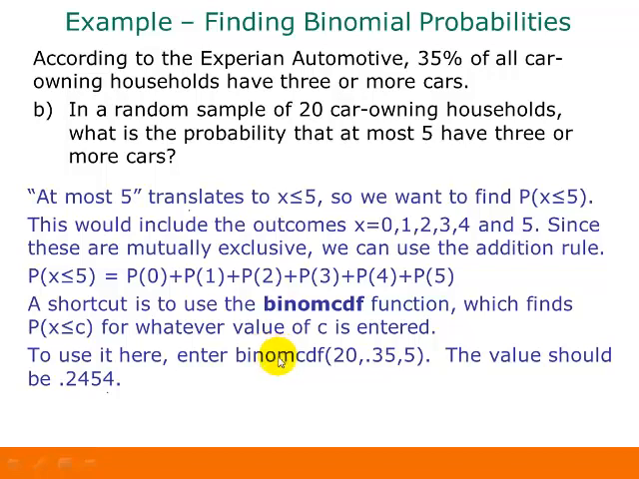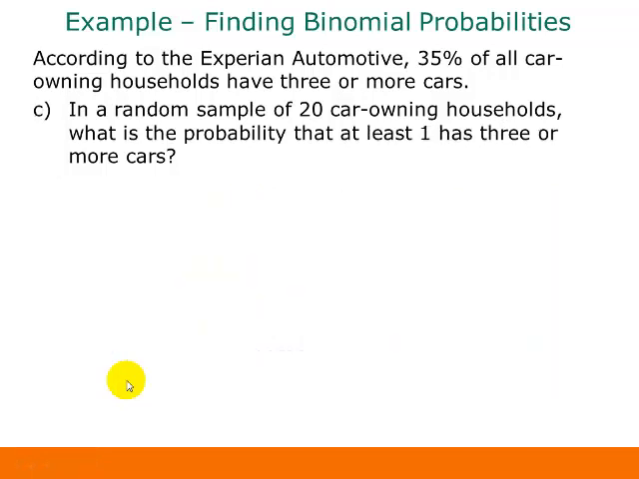So to use it here, you would get this function on your calculator, the binomial CDF, put in 20 for n, 0.35 for p, and 5 for x. The value you get should be 0.2454, rounded to 4 decimal places. So test this out and make sure that you can get this value.